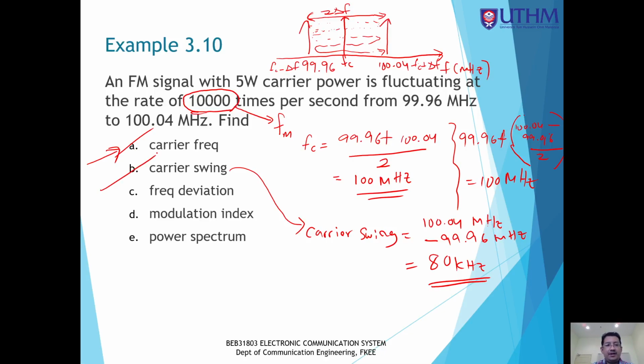And then, carrier frequency deviation. The frequency deviation delta f is equal to the carrier swing divided by 2. So you get 80 kilohertz divided by 2, which is 40 kilohertz. Very simple. 40 kilohertz.